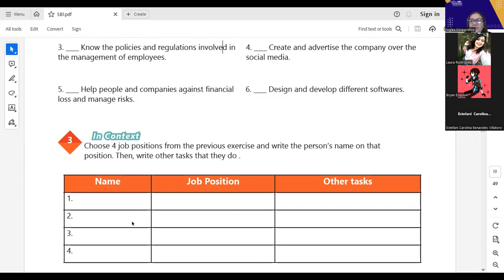For example, we can say, Laura. And what's your job position at the company, Laura? Oh, accounting assistant. So we say name, Laura. Okay, accounting assistant. Other tasks. What activities do you do as an accounting assistant? What are the most common activities that you do every day?